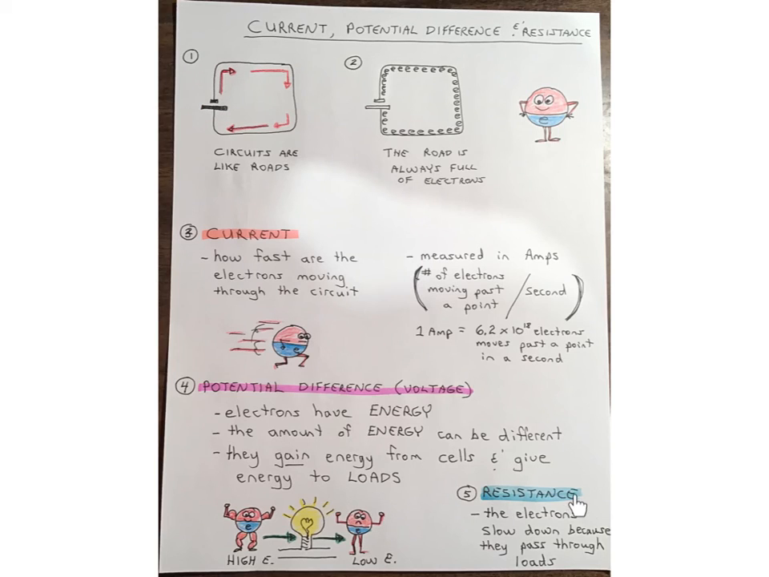Resistance then is caused by things like loads, and they slow the electrons down as they pass through the load. So basically, the electrons have to give the light bulb energy, so they slow down while they do that.